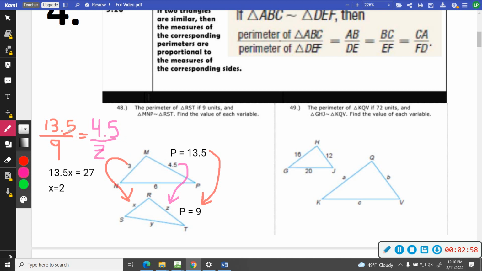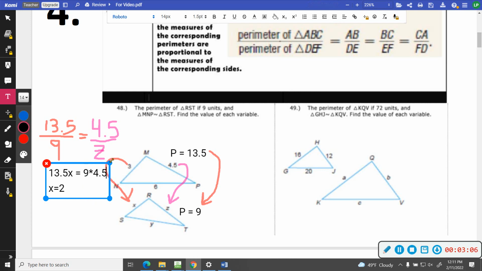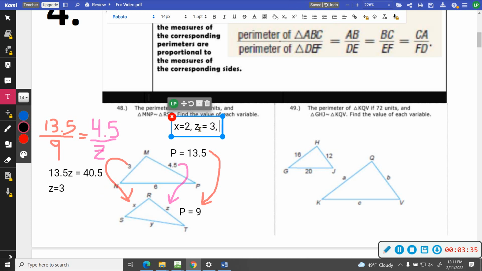Cross multiply, that's 13.5 times z equals 9 times 4.5. But 9 times 4.5 is 40.5. And 40.5 divided by 13.5 is 3. And I need to make sure I remember that x equals 2. And this would change to z, because that's 13.5z. So z equals 3. So I got x is 2, z is 3, and now let's find y.